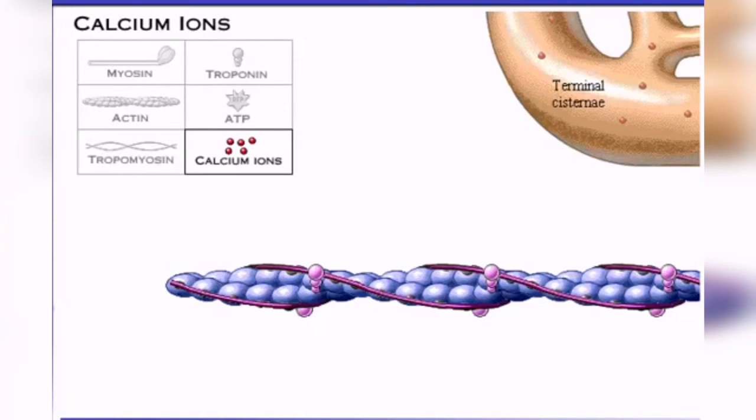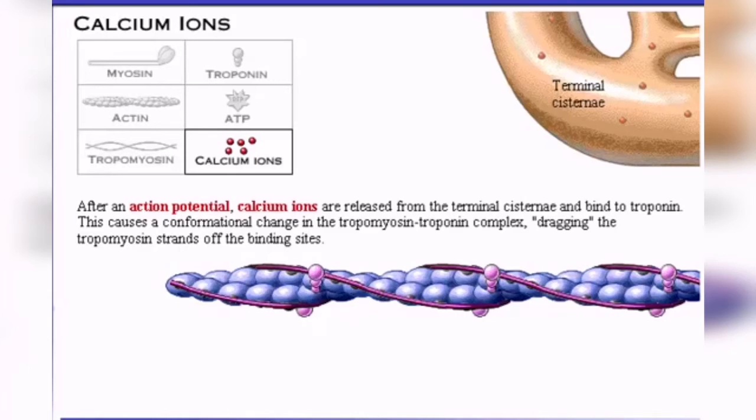After an action potential, calcium ions are released from the terminal cisternae and bind to troponin. This causes a conformational change in the tropomyosin-troponin complex, dragging the tropomyosin strands off the binding sites. Click the terminal cisternae to release calcium ions and see this effect.